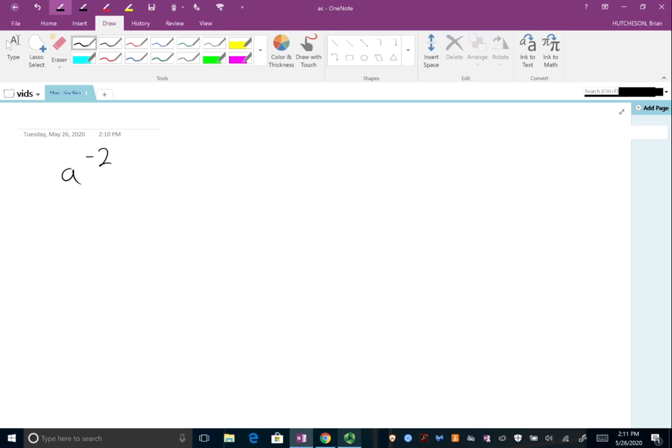So what if I had a cubed divided by a to the 5th? Well, the quotient rule would tell me that this becomes a to the 3 minus 5, which is a to the negative 2 power. So congratulations, this is where a to the negative 2 kind of comes from, but still that doesn't help me know what a to the negative 2 power is.